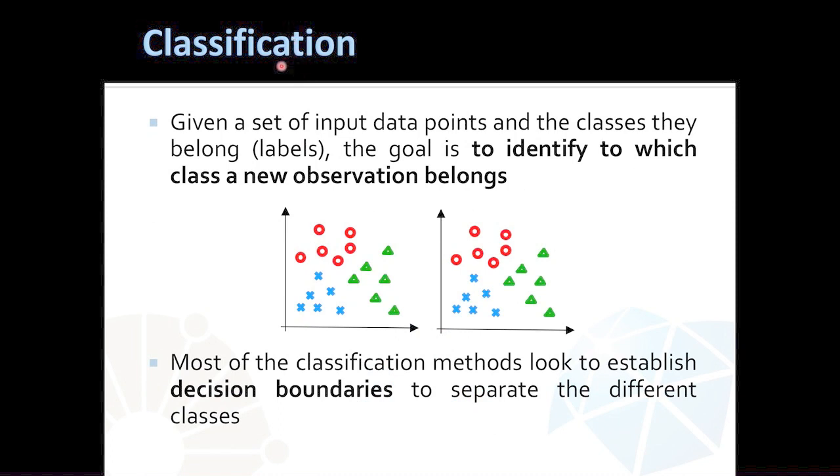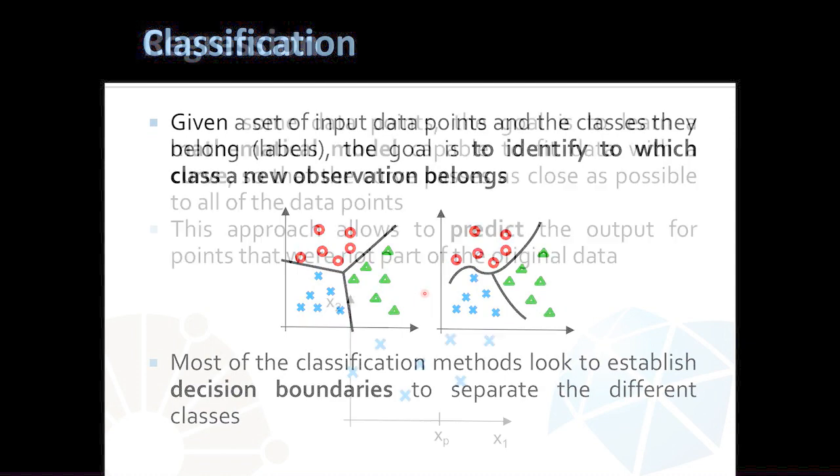In classification task, given a set of input data points and the classes they belong, or the labels, the goal is to identify to which class a new observation belongs. Most of the classification methods look to establish decision boundaries to separate the different classes. The many available algorithms will make use of many different strategies to classify data.